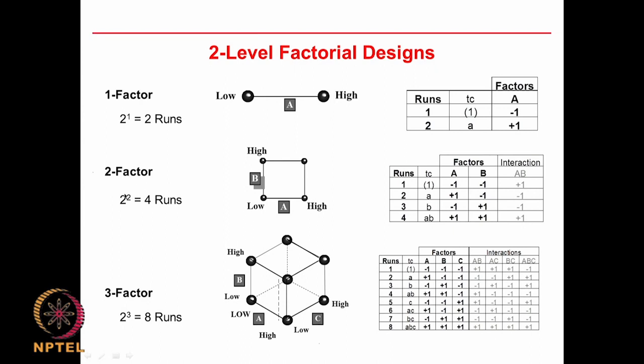Suppose we have 2 factors like A and B at 2 levels, 2 factors, 2 raised to the power 2, that is 4 experiments. So, we need to do 4 experiments, run 1, 2, 3, 4, and this is one way of representing them. Factor A, when you put minus 1, that is at low level, when you put it at plus 1, you call it high level. So, factor A at low level, factor B at low level, factor A at high level, factor B at low level, factor A at low level, factor B at high level, factor A at high, B at high. So, this is one way of representing.